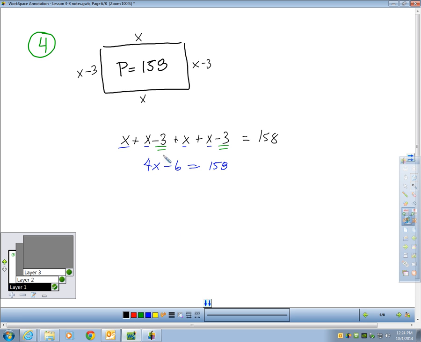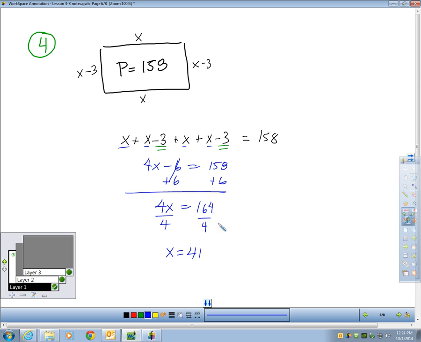You notice you have a simple two-step problem to do now. I've got to get rid of the minus 6 layer first, and then I have to get rid of the times 4 layer next. So let me do that. To get rid of minus 6, I'm going to add 6. 4x on the left would give me 164 on the right. And to get rid of the times 4 layer, I'll divide by 4. And I'm getting x is 41.